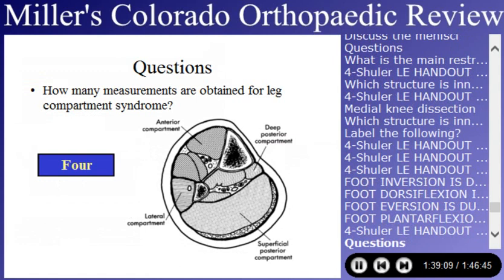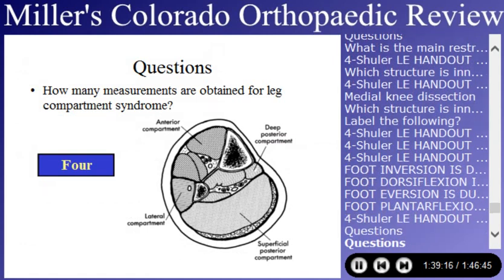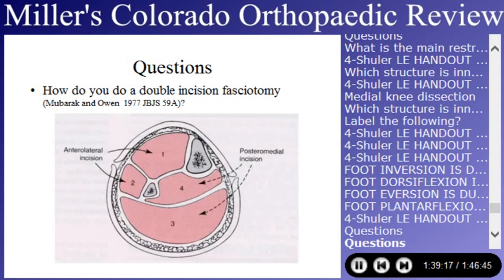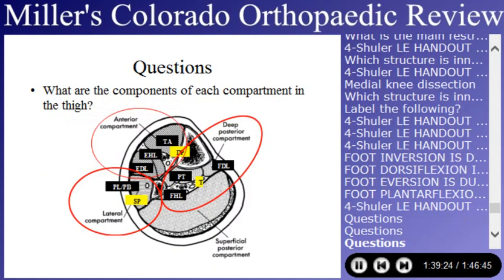This shows different compartments. The key testable item is knowing the most lateral structure, which is the FHL, which we'll go over. Double incision fasciotomy is shown. Release all 4 compartments. Components of each compartment. Anterior, shown here. Don't forget deep peroneal nerve. Lateral compartment, superficial peroneal nerve.